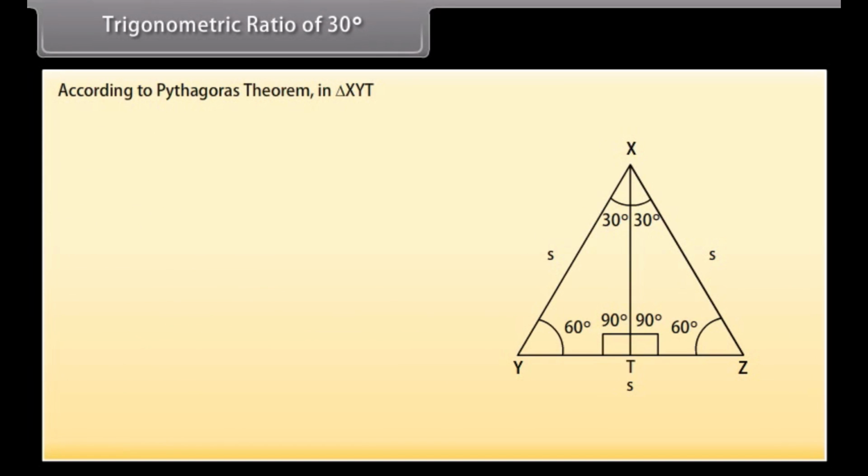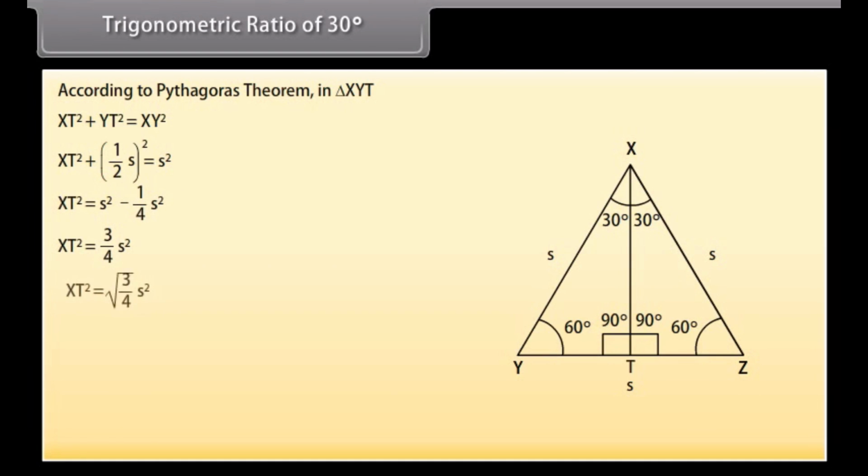According to Pythagoras Theorem, in triangle XYT, XT square plus YT square is equal to XY square. By substituting the values, we get XT square plus 1 upon 2s whole square equals s square. Now, by calculating it, we get XT square is equal to 3 upon 4 s square, so XT is equal to square root 3 upon 2s.